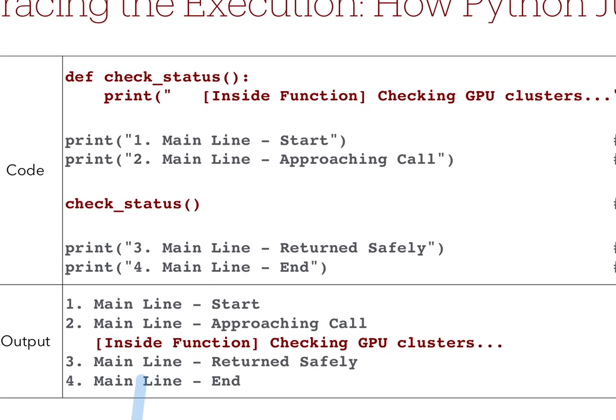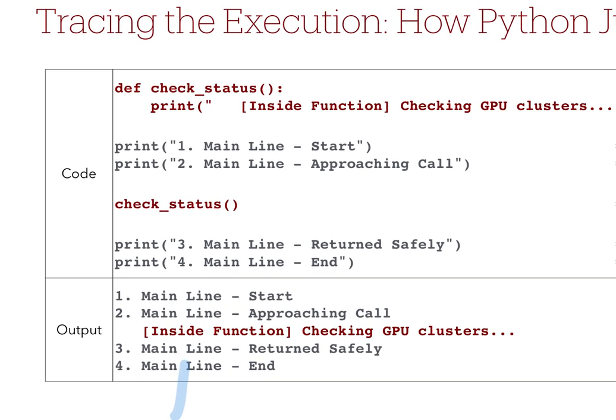So when I have this code, my code first defines this function check status. And then the Python interpreter will check the grammar of that definition. And if the grammar is fine, my Python interpreter will execute this print so that this number one output is generated on the display. And then Python interpreter will execute the next print so that the number 2 statement is displayed.